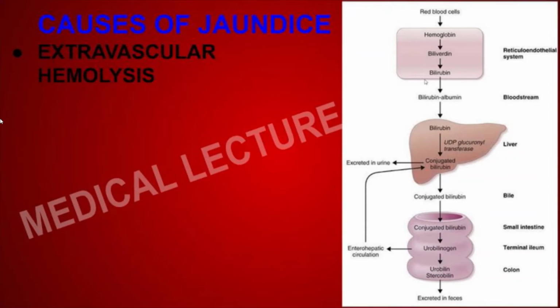But you might think that this bilirubin might go inside the liver and become conjugated. But because of excessive breakdown of the RBCs, there is a lot of increment in the unconjugated bilirubin, which the liver is not able to conjugate. So that's why jaundice occurs.